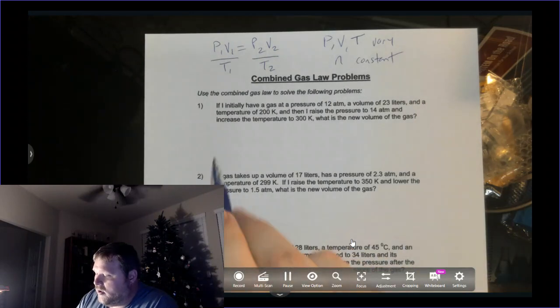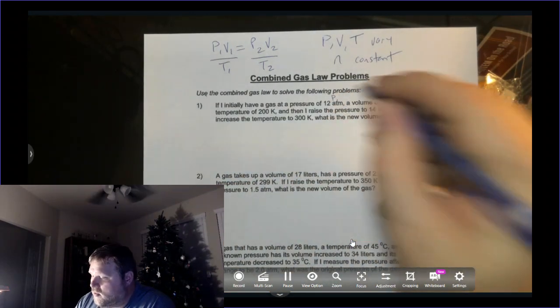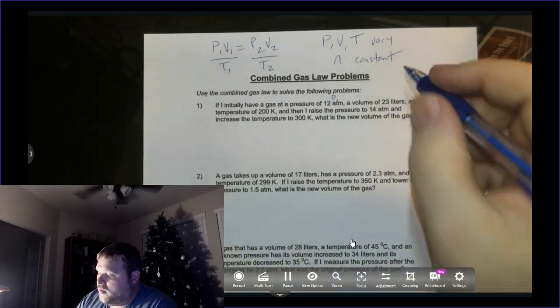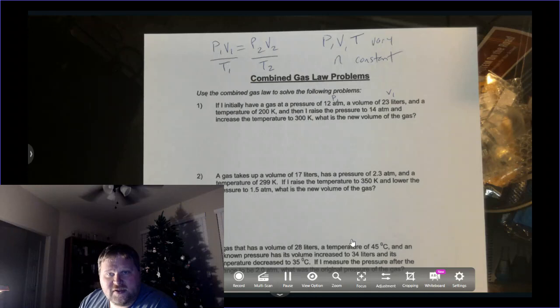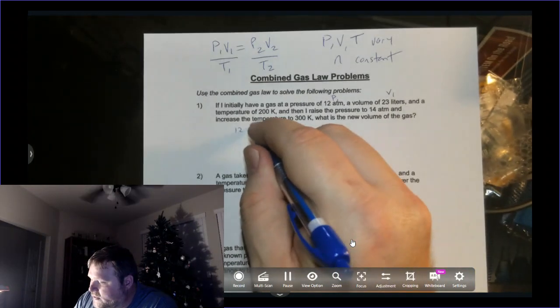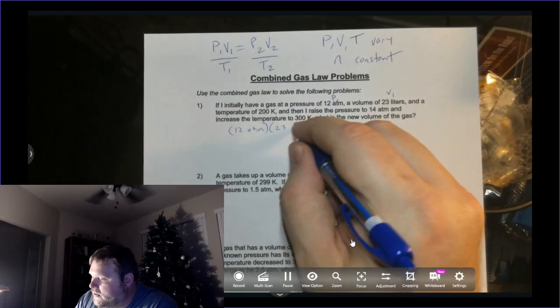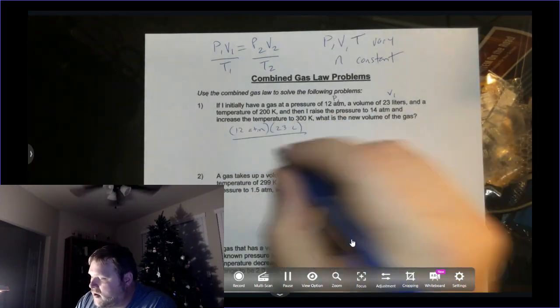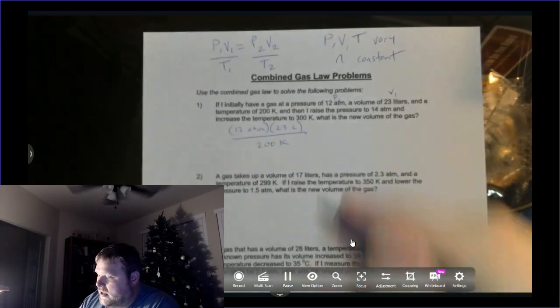All right, so number one: initially we have a gas at a pressure of 12 atmospheres, so that sounds like a P1, and a volume of 23 liters, that sounds like a V1, and a temperature of 200, that's T1. And we're going to raise the pressure. Well, before I go into all that part, let's go ahead and set this up. We have 12 atmospheres and 23 liters, and we're going to put that all over 200 Kelvin. So that's my initial set of conditions.